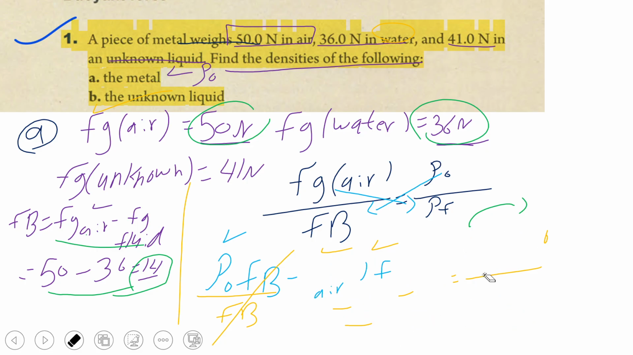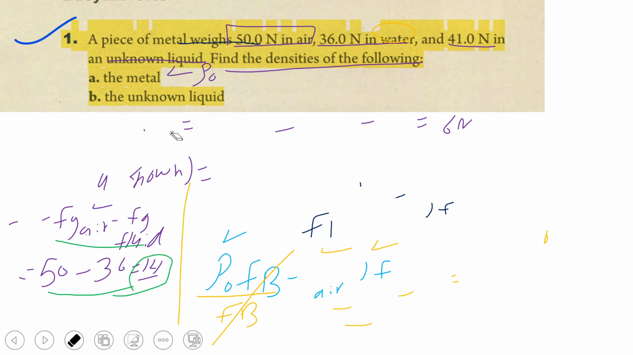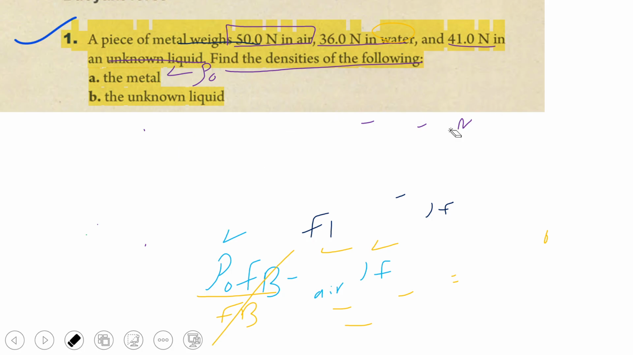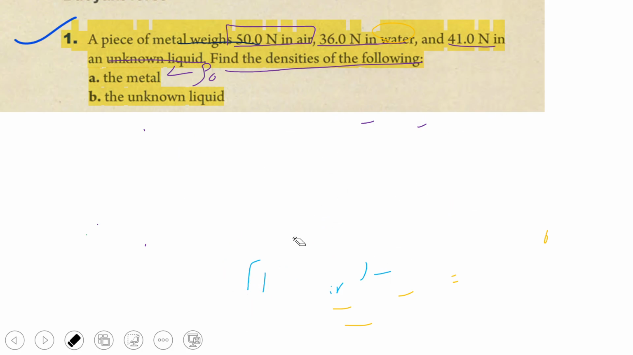The answer of part A. Part B is left. Now find the density of the unknown liquid. Let me erase it. Hold on. Good. Yalla, part B. Find the unknown liquid. So guys, the density of the unknown liquid. Liquid means fluid. So find the density of the fluid now.